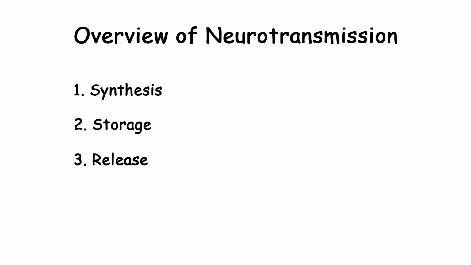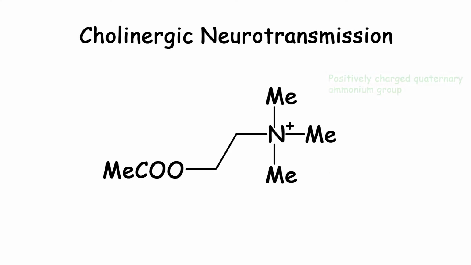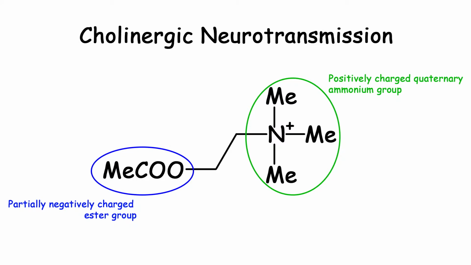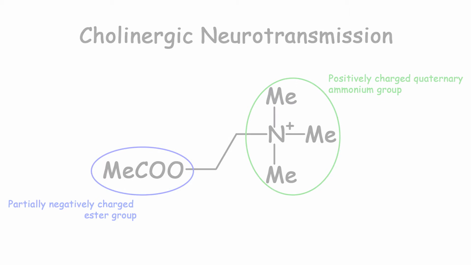Classical neurotransmission features several key steps. These are the synthesis of the neurotransmitter, which is the molecule responsible for communication, mechanisms for its storage and release, as well as its removal from the synapse. Cholinergic neurons are neurons that release acetylcholine as a neurotransmitter. Acetylcholine is a small molecule with a positively charged quaternary ammonium group and a partially negatively charged ester group, which is rapidly hydrolyzed by acetylcholinesterase. Acetylcholine is the endogenous agonist for all subtypes of nicotinic and muscarinic receptors.